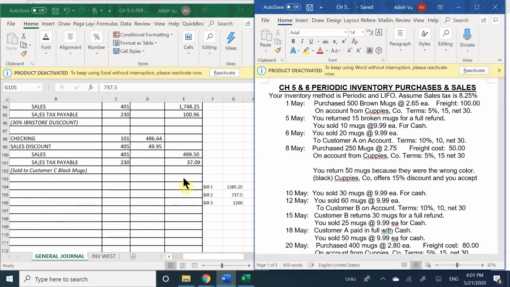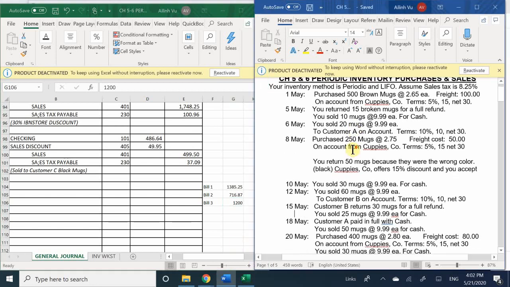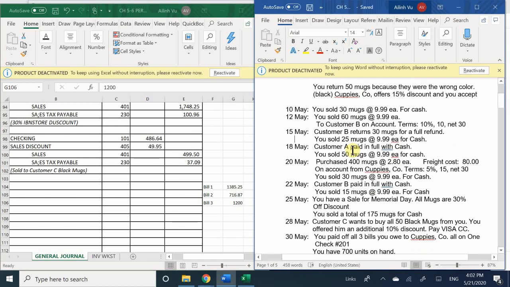$20.63. Okay, so therefore we need to reduce this $737.50 by $20.63. So bill number 2 is $716.87. All right. So what happened for bill number 3? Okay. When did we make a purchase? On the 20th of May.